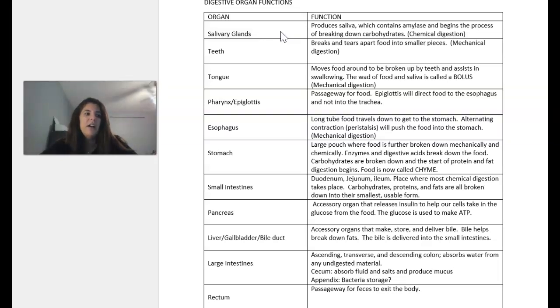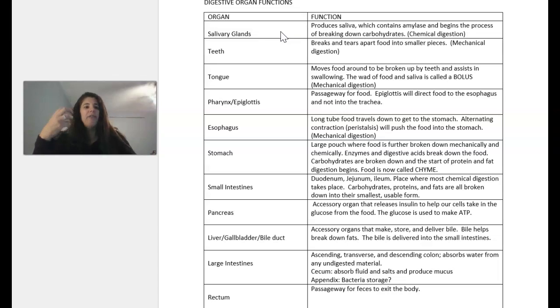Your teeth and tongue are involved in mechanical digestion. They're going to break and tear the food into smaller pieces so that we can, again, try to get all of the smallest nutrients available out of them. Your tongue is going to move the food around, and that's being broken up by your teeth, and it's going to assist in swallowing.